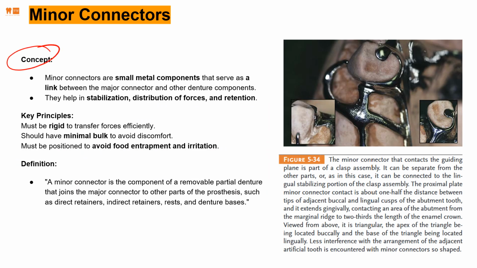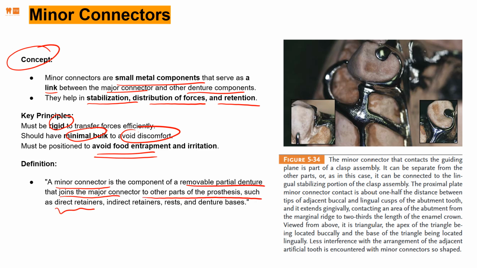The concept is that there's small metal components that link the major connector with other components of the RPD. It provides stability, distribution of forces, and retention. Key principles, same thing: rigid, minimum bulk to avoid discomfort, and avoid food entrapment. So definition-wise, from the glossary of prosthodontics, it's a removable partial denture prosthesis part that joins the major connector with other parts, such as direct retainers, indirect retainers, rests, and denture bases.